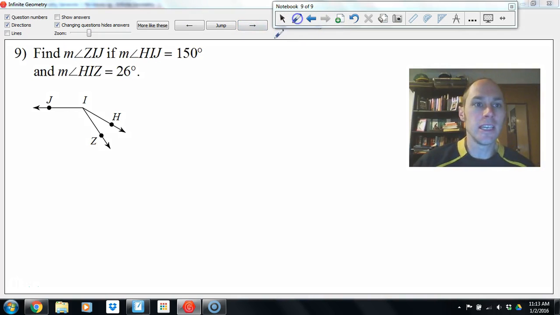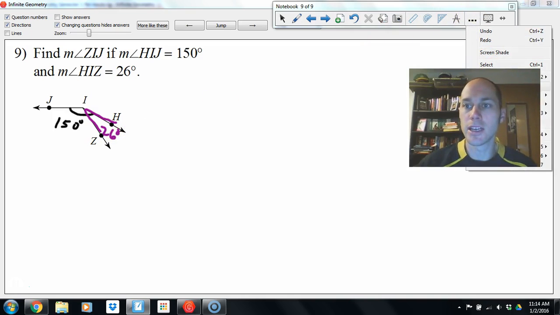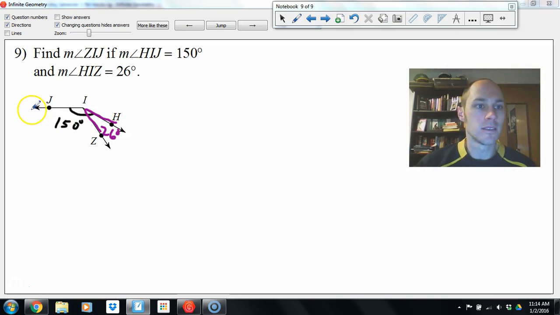Now we want to find the measure of angle ZIJ, if the measure of angle HIJ is 150 and HIZ is 26. So HIZ, let's put that in a different color. HIZ will be 26. We want to find the measure of angle ZIJ, so it would be this angle here. Notice we have angle addition. You can apply the angle addition postulate. I want to find that measure.